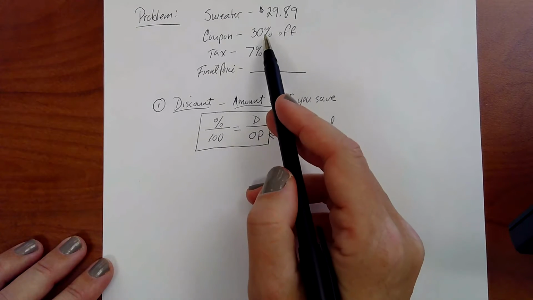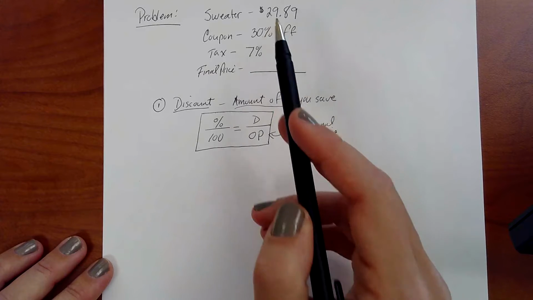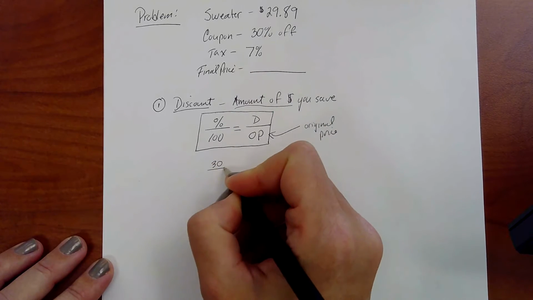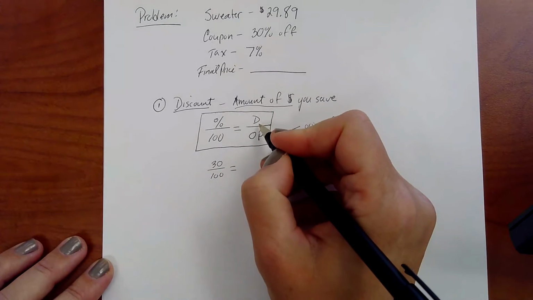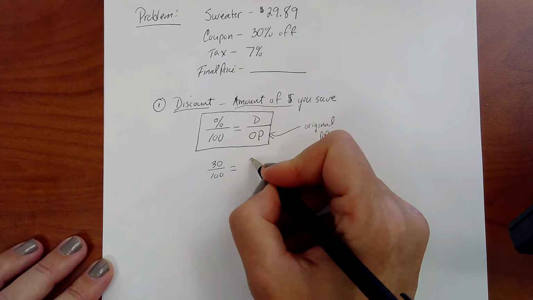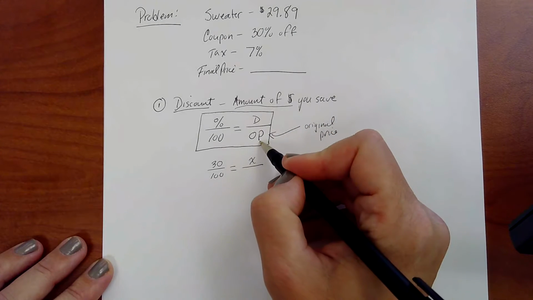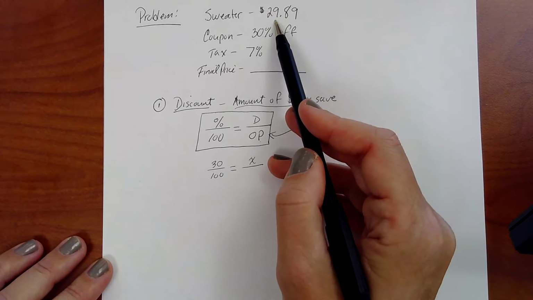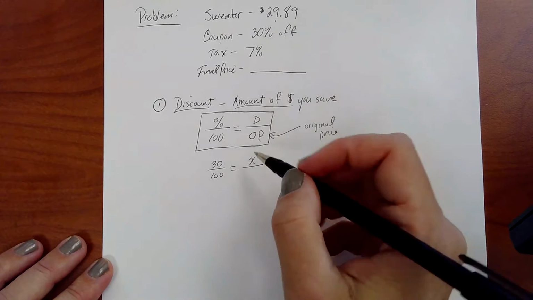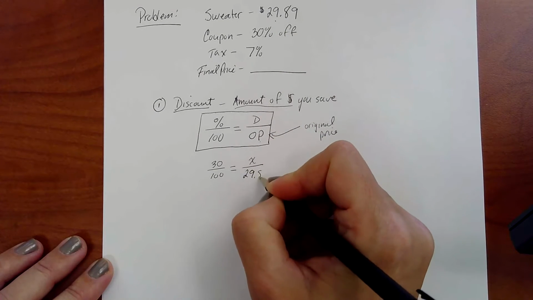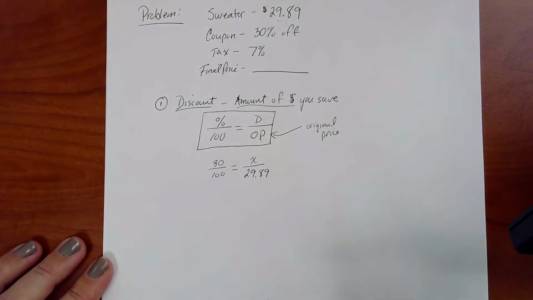All right, so let's use it to figure out how much money we are saving. So our percent is a 30% discount. So we're going to do 30 over 100. Do we know the discount? No, that's what we're looking for. Do we know the original price? Yeah, $29.89.